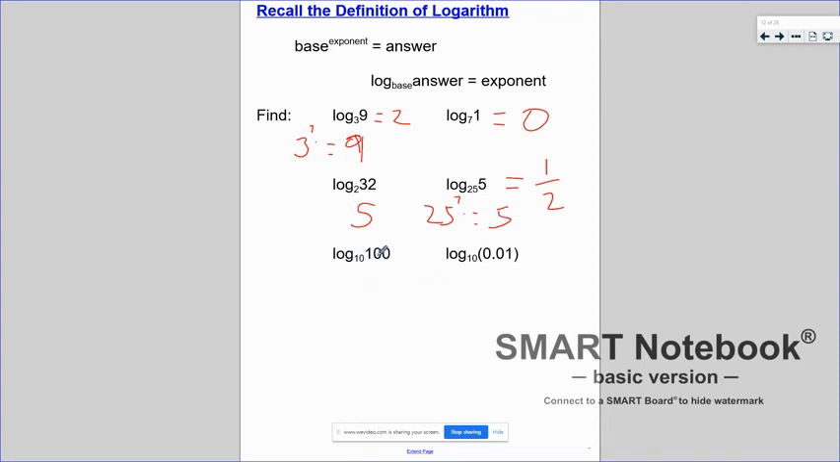So the square root of 25 is going to equal 5. Log base 10 of 100. 10 to what equals 100? That answer would just be 2. So again, this was 2 to the what equals 32. This is 10 to the what equals 100.